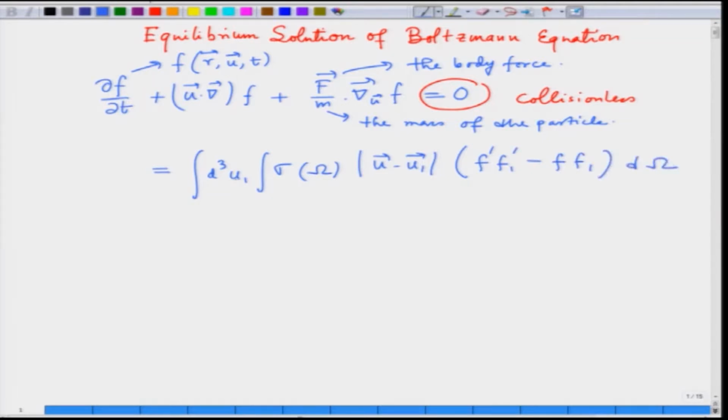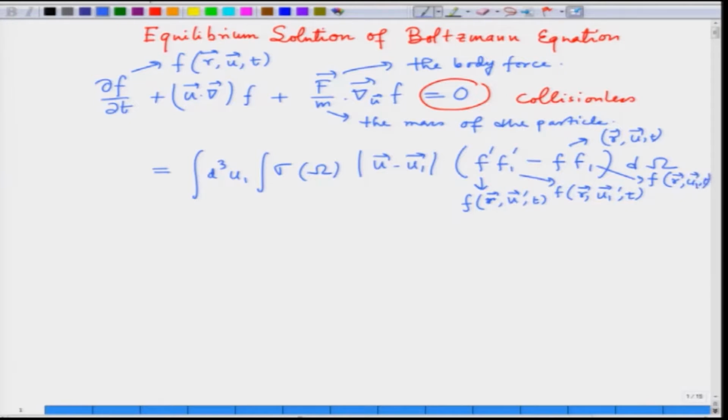where f prime, f1 prime, f1 are just the distribution functions of r, u prime, t, where the other two things are kept unchanged, r and t. This will be replaced by r, u1 prime, t, it was r, u, t, and this one was a function of r, u1, t.